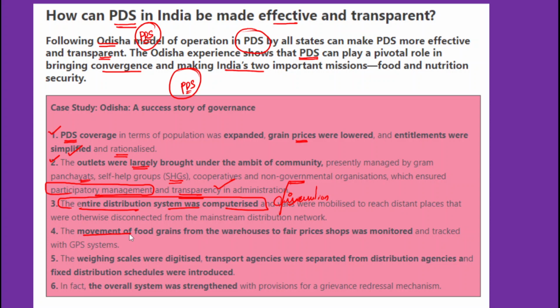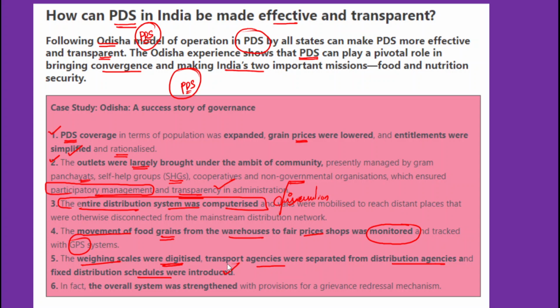After that, the movement of food grains from the warehouses to fair price shops was also regularly monitored and tracked. So this ensures that there will be no leakages and no diversions. For that, they have used a technology called GPS system. The weighing scales were also digitized further, and transport agencies were separated from the distribution agencies. So there is no link between transport agencies and distribution agencies. Both are separate, and fixed distribution schedules were also introduced in the Odisha model.